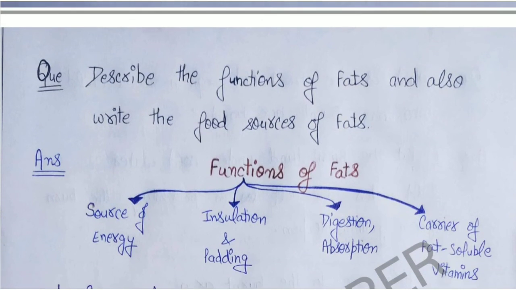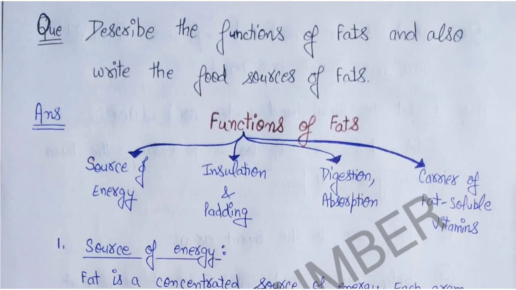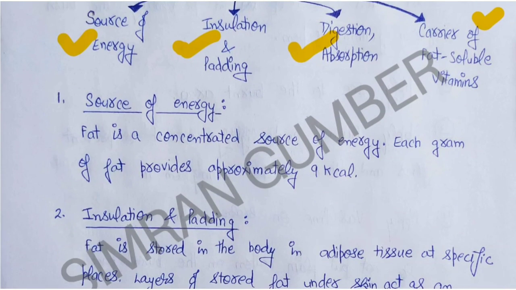Now another important question, describe the functions of fats and also write the food sources of fat. Okay, what are the main functions of fats? Source of energy, insulation and padding, digestion, absorption, carrier of fat soluble vitamins. Source of energy, fat is concentrated source of energy. Each gram of fat provides approximately 9 kilojoule energy.